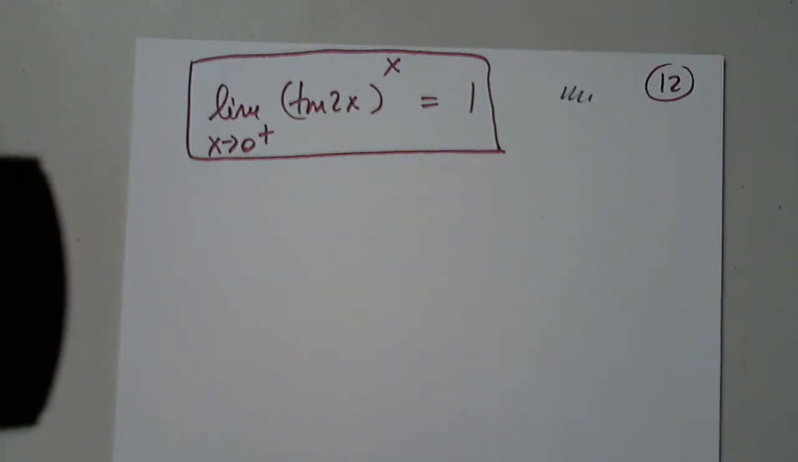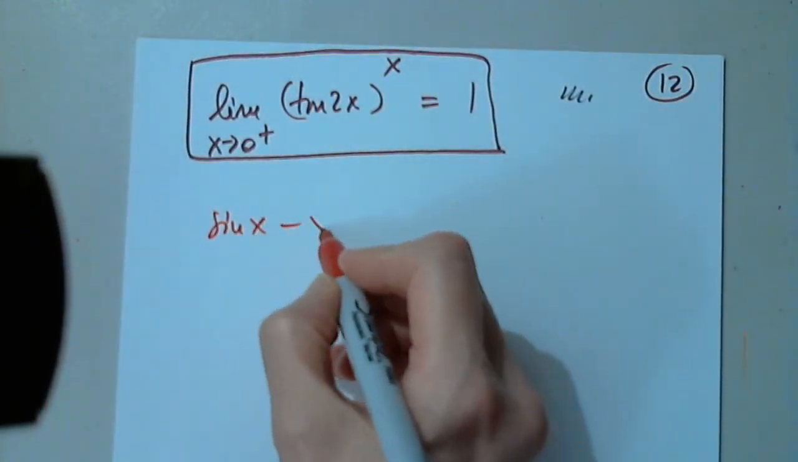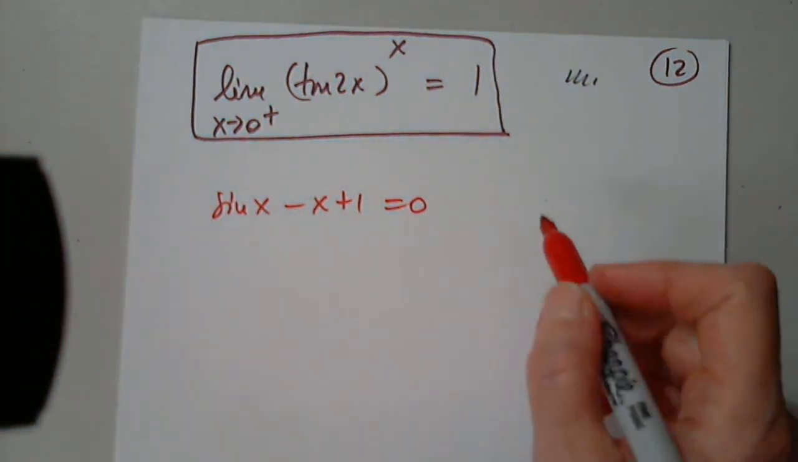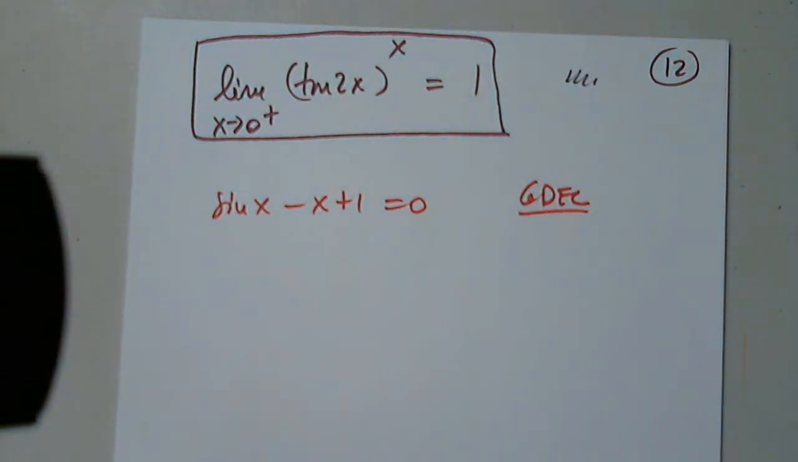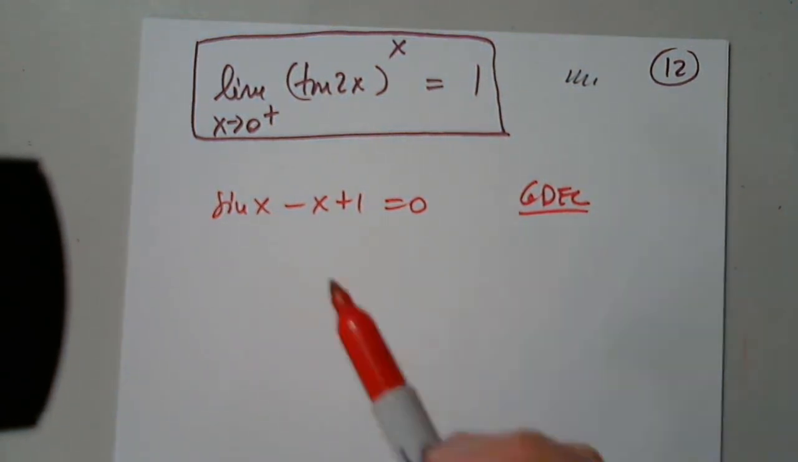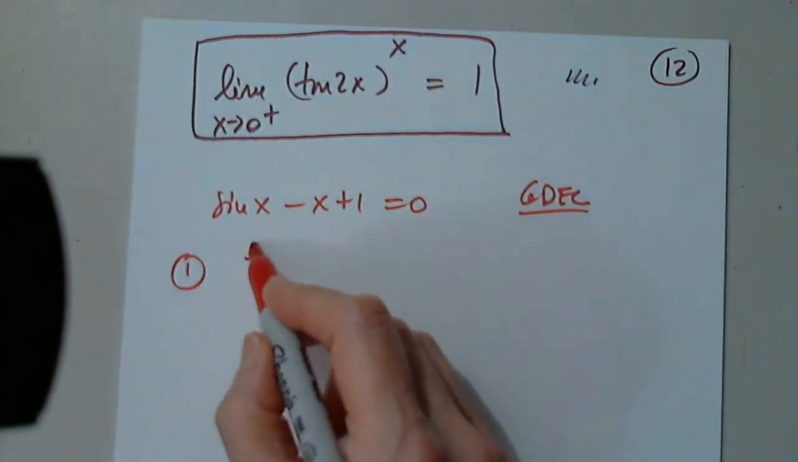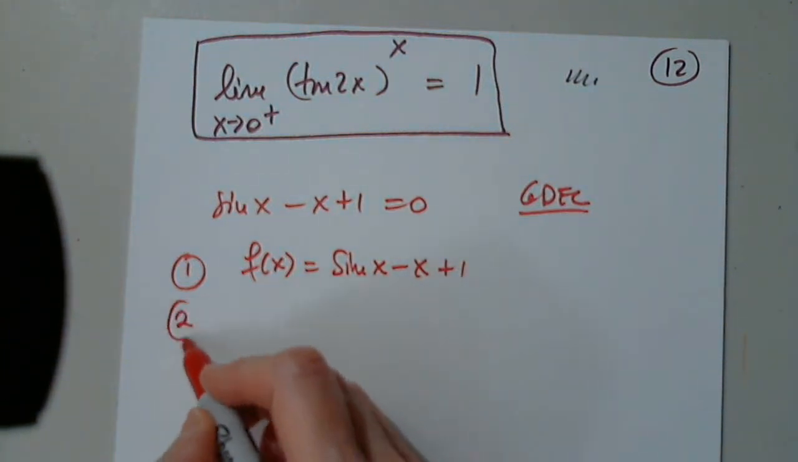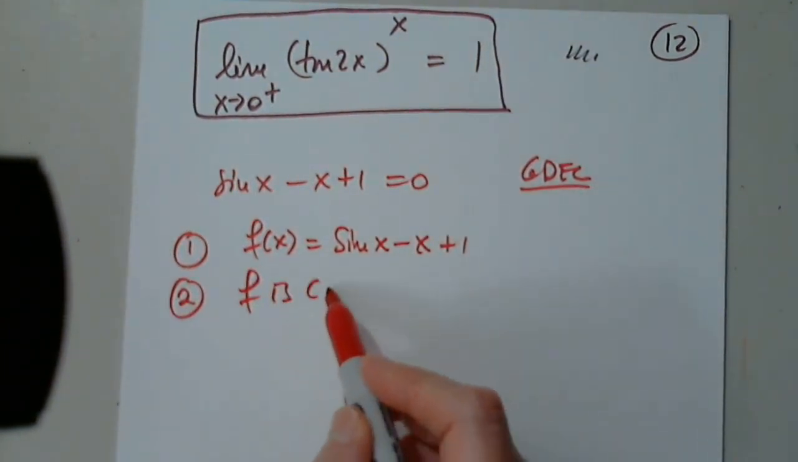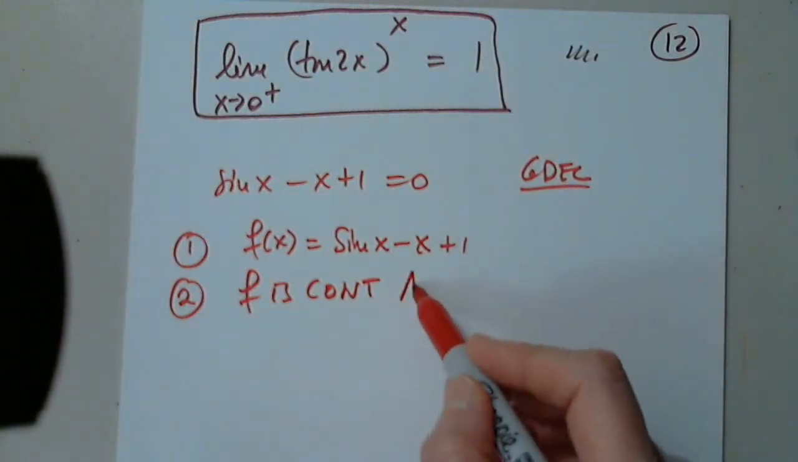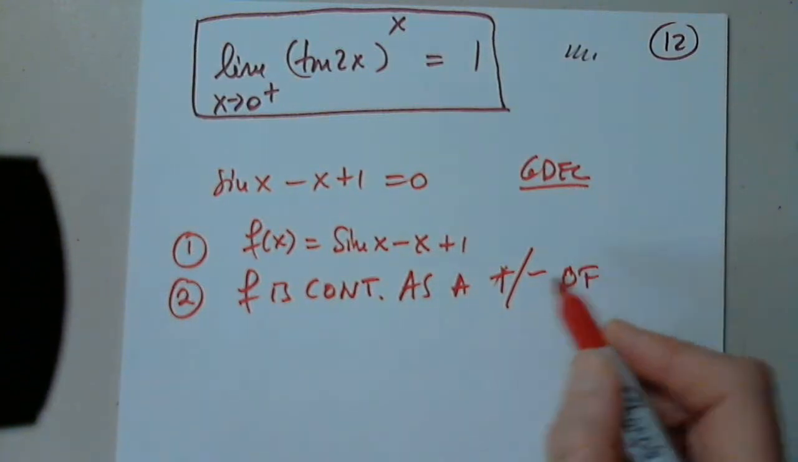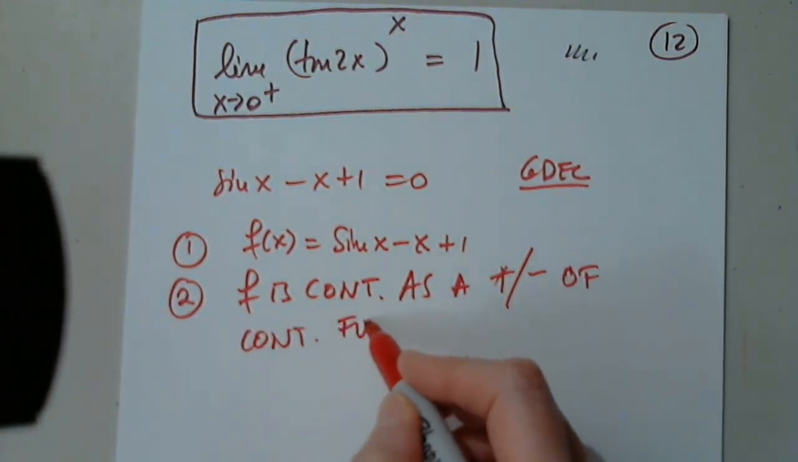Yes, it's the same. Okay, so I have sine x minus x plus 1 equals 0. That's the function. And they want 6 decimal places. Perfect. Good, so first of all, I have to say, number 1, that the function I just created is sine x minus x plus 1. Number 2, f is continuous as a sum and difference of continuous functions.